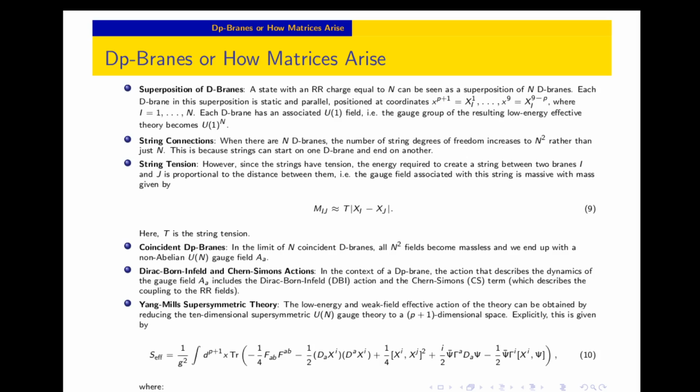The action describing the dynamics of the gauge field on a Dp brane includes the Dirac-Born-Infeld (DBI) action and the Chern-Simons term. The low-energy effective Lagrangian can be derived by reducing the 10-dimensional supersymmetric U(N) gauge theory to p+1 dimensional space. The action of the Dp branes is given explicitly by equation 10.